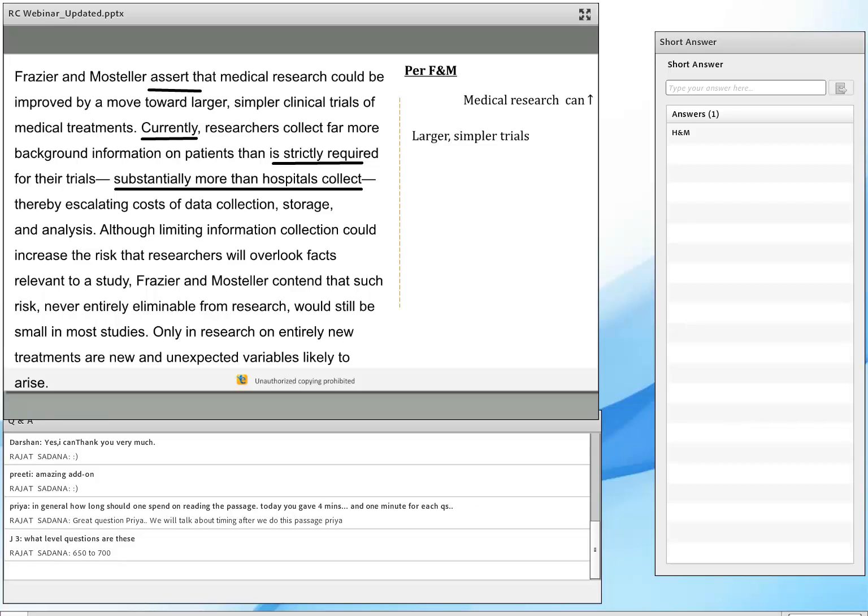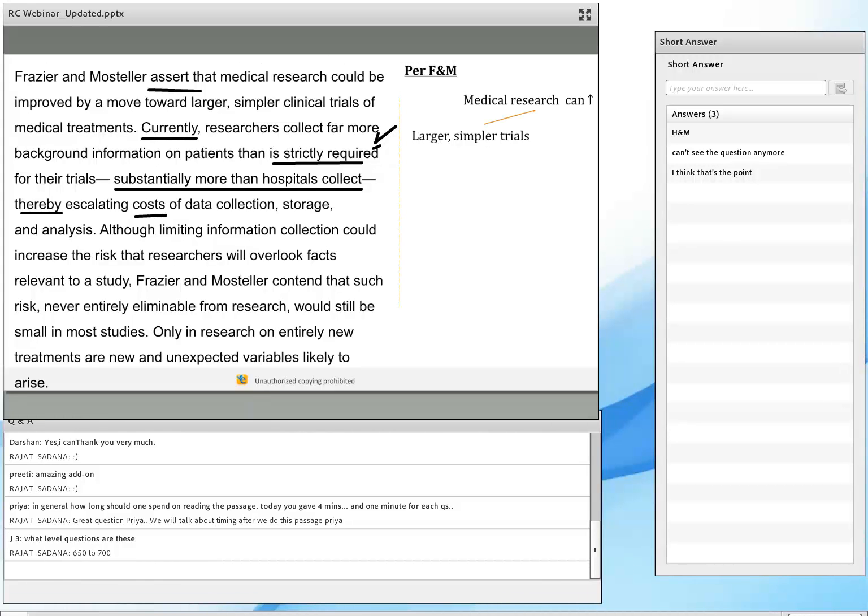Now, one of the things that's really important over here is two keywords. One is required. This is the author's opinion. So it says researchers collect far more background information than is strictly required, and substantially more than hospitals collect. This is what the author is providing you as fact or as opinion. Thereby is a keyword, escalating cost of data collection, storage, and analysis. So there's a consequence of it. There are increased costs. Data collection, storage, analysis. Do I need to go into it? Probably not. But what I need to remember is the costs.